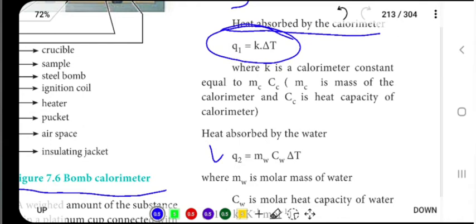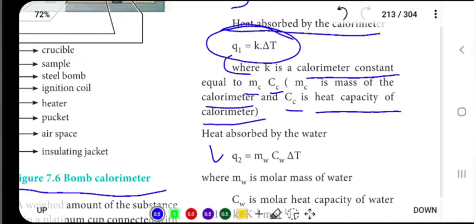Here K is the calorimeter constant. It is equal to MC Cc. MC is the mass of the calorimeter and Cc is the heat capacity of the calorimeter, that is the constant value. Okay, so K is the calorimeter constant, it is equal to MC Cc.